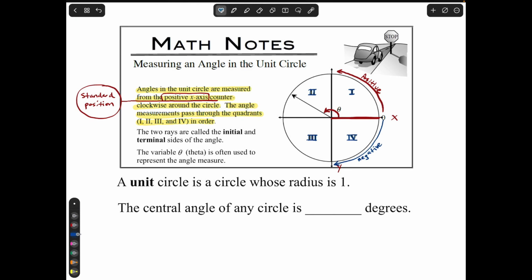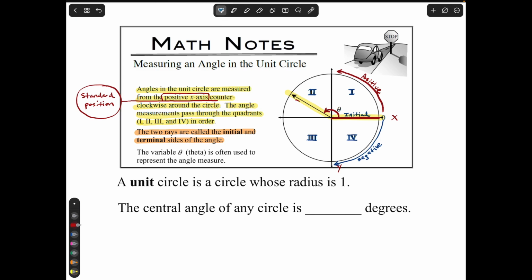It says that the two rays are called the initial and terminal sides of the angle. As I'm going around the circle, when I start at my standard position, this is my initial side of my angle. Let's highlight that in yellow. That's our initial side of our angle. We know the angle is formed by those two rays. The other side of our angle would be this ray here. That one is what we call the terminal side of the angle.